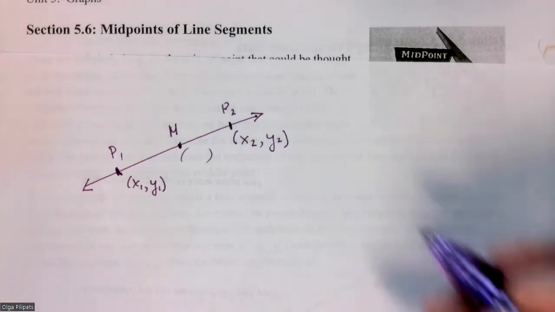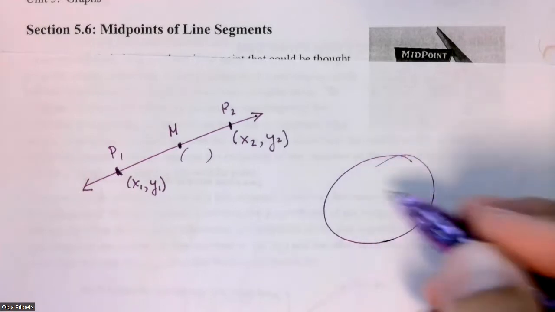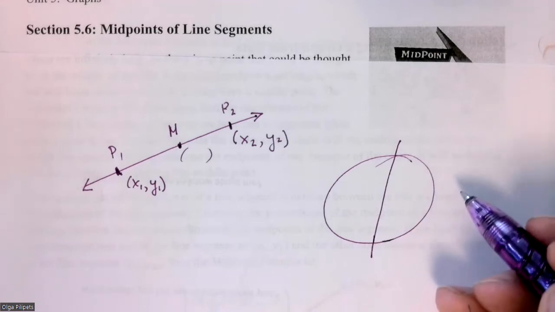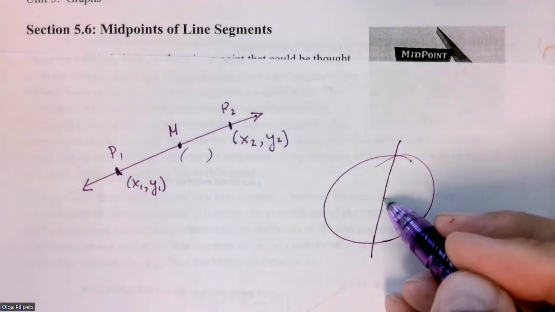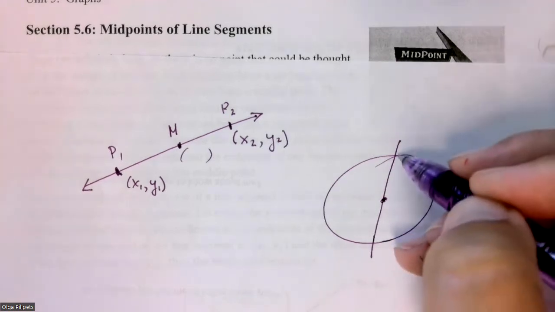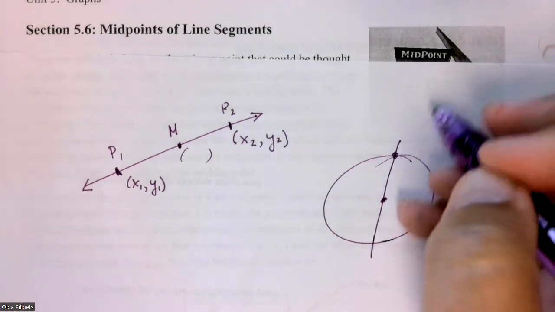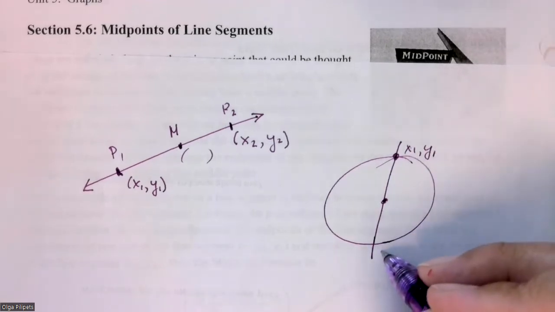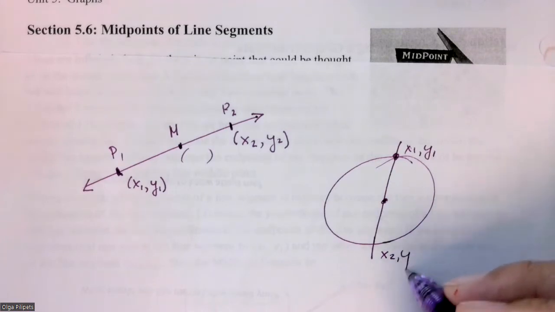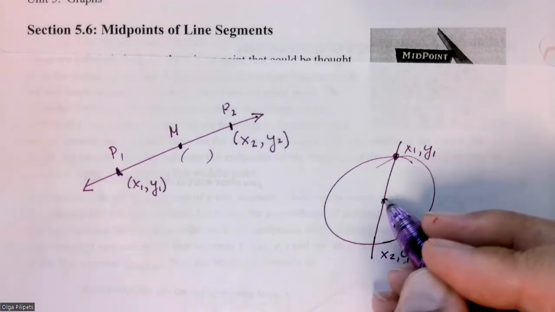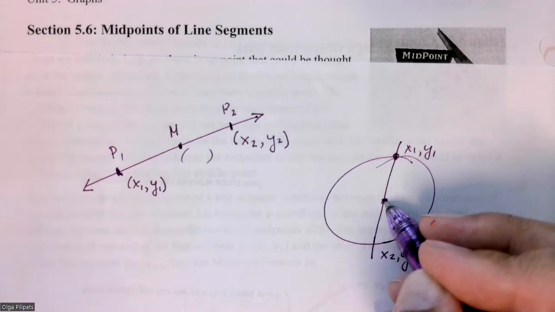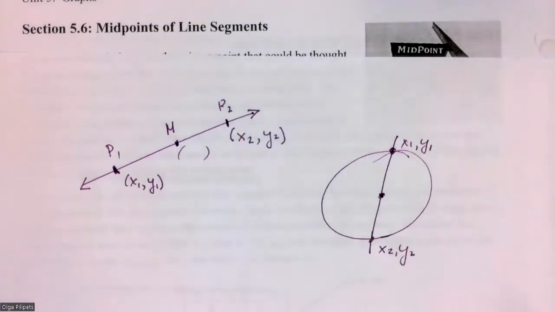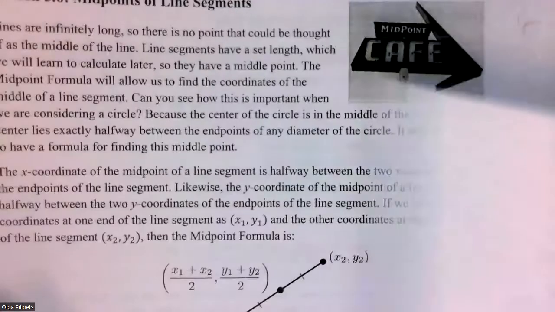And why would that be important? If we have a circle, for example, and we want to find the center of the circle, and suppose that we know this point, x1, y1, and this point, x2, y2, can we find the center of the circle? Well, if we knew how to figure out the middle point, then we could find it.